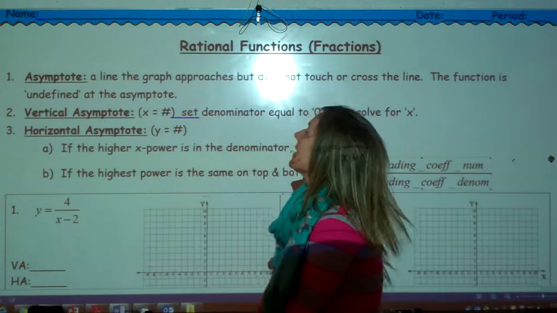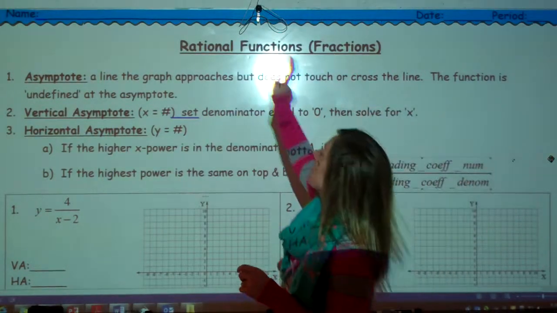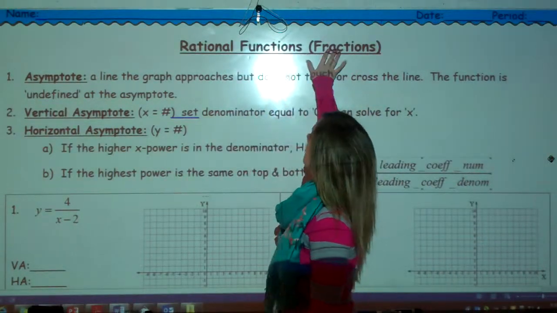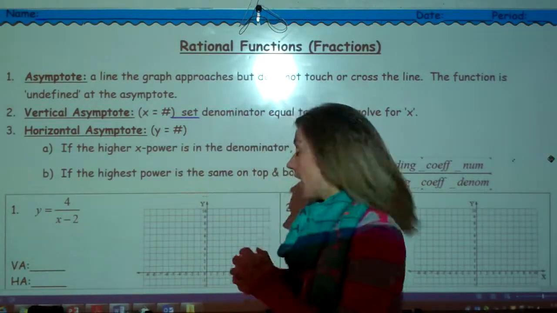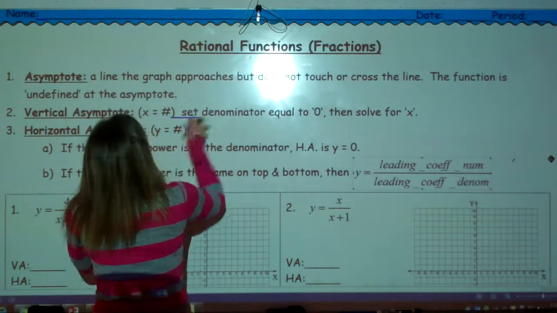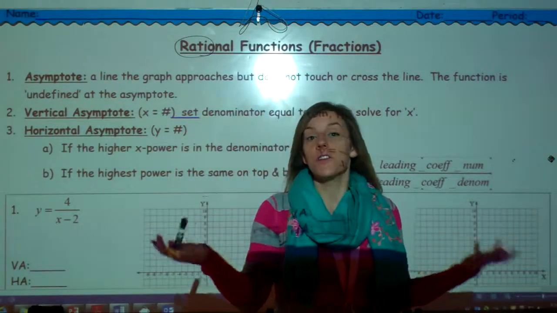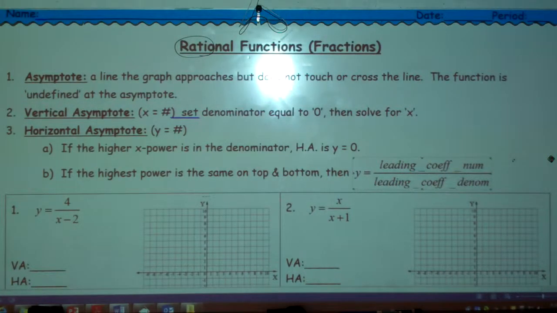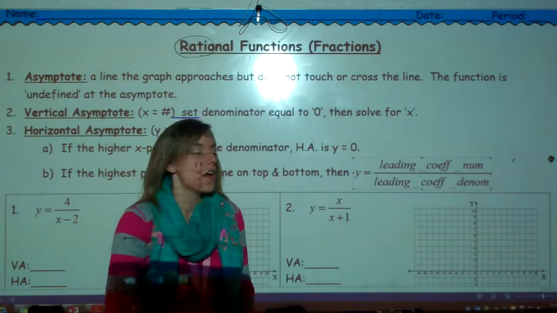Hi guys, so we are finishing up functions. The last thing we're going to do is talk about rational functions, and that means that we are talking about functions that are big fractions, okay? The way that I remember that is that the word ratio is in rational, and a ratio can be written as a fraction. So whenever I see the word rational, it means fraction.